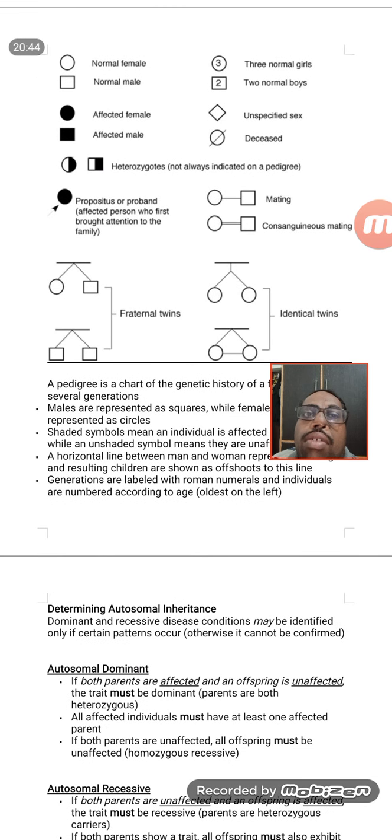And if they have mated, before or after marriage or with anybody, it is represented by a single line drawn between a male and a female. If it is a consanguineous mating, meaning the marriage happened within the same family, it will be a double line. And for identical twins, they can use this type, where the two twins are joined by one single line. So these are the common symbols used for the pedigree.